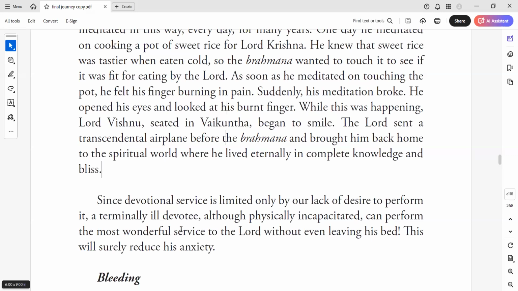Since devotional service is limited only by our lack of desire to perform it, a terminally ill devotee, although physically incapacitated, can perform the most wonderful service to the Lord without even leaving the bed. This will surely reduce his anxiety.